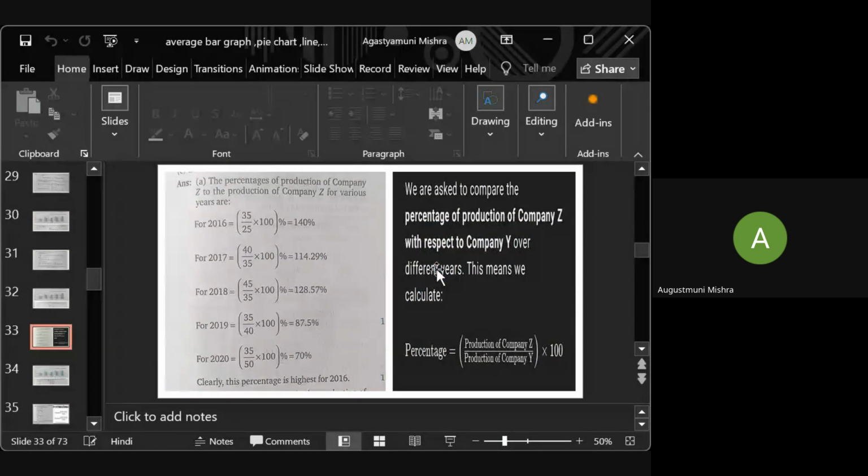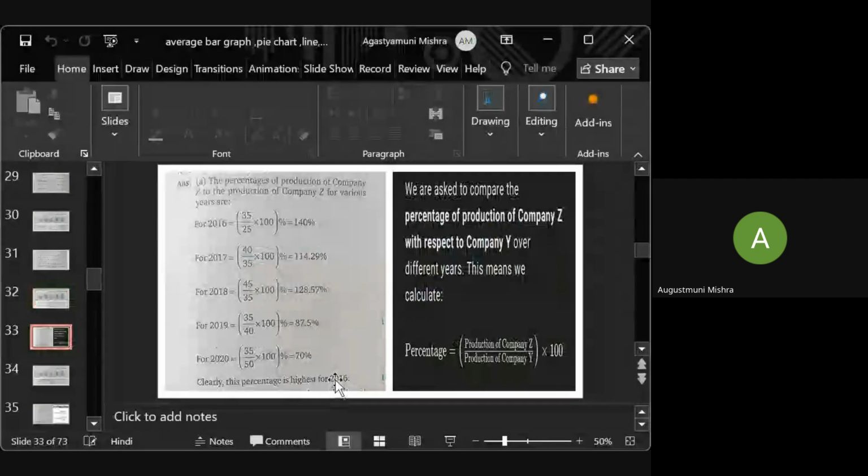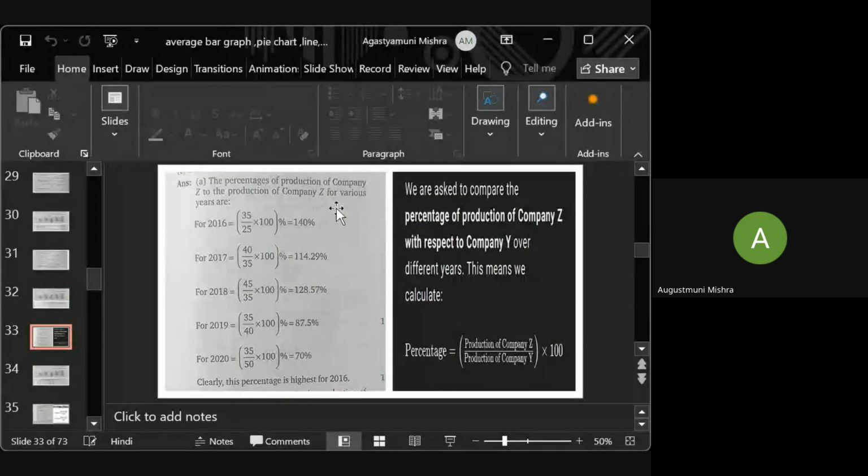So the correct answer is, okay, I think highest for 2016. So that is A. Here you can see there is a printing mistake, like a production of company in Z and Z it is written, but that is Z and Y. Okay, so don't get confused between this printing mistake. So the correct answer is A.